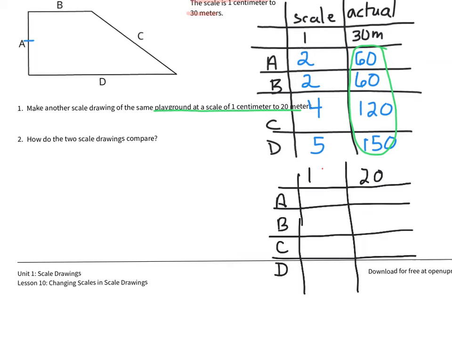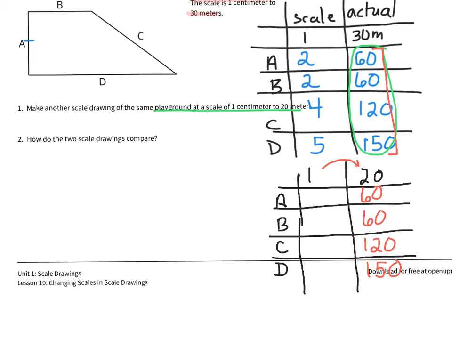Well, we know our new scale is 1 to 20, right? We know that side A was 60 meters, side B was 60 meters, and again, use your own numbers. If mine are not right, use yours. Side C 120, and side D 150. We knew that because they were up here in this chart, right? The actual playground, that's the dimensions of the playground.